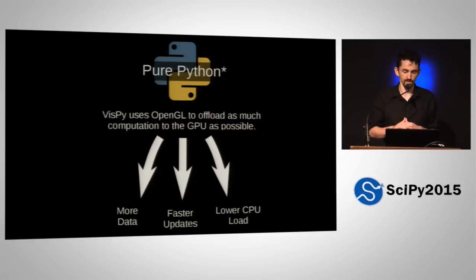So what can you do with this extra power now that you've got it? You can either visualize more data than you were visualizing before, or you can do the same amount of data with faster updates, a faster refresh rate. Or for the same old refresh rate, you can get lower CPU load. And for me, that's particularly important because I'm doing data acquisition systems that need fast access to the CPU.